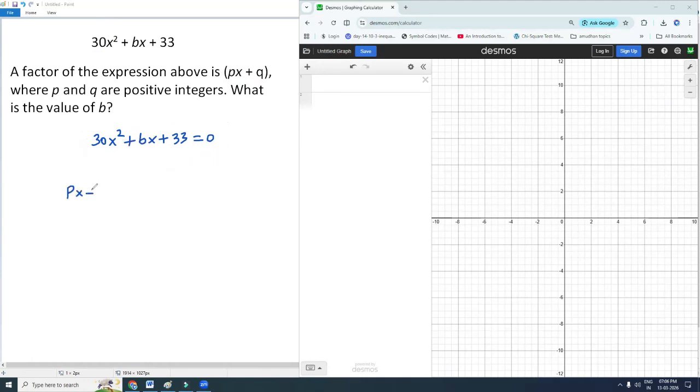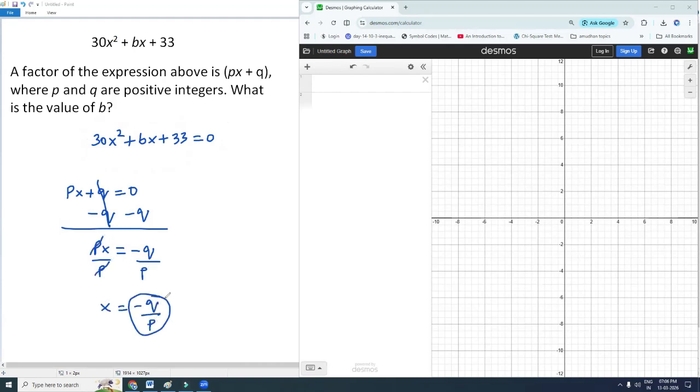That is px + q = 0. Let me subtract q from both sides of this equation. This positive q, negative q will cancel out. I'm getting px on the left side. On the right side, we have negative q. Let me divide both sides of this equation by p. On the left side, this p will cancel out. I'm getting x = -q/p. So this is one of the solutions of this quadratic equation.